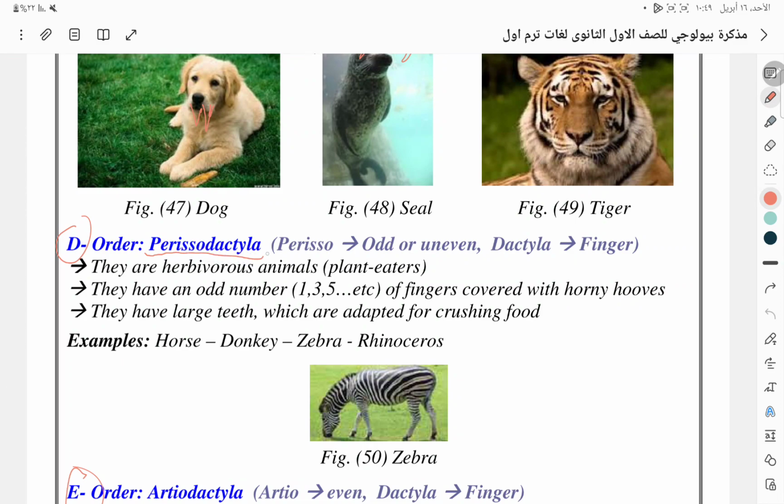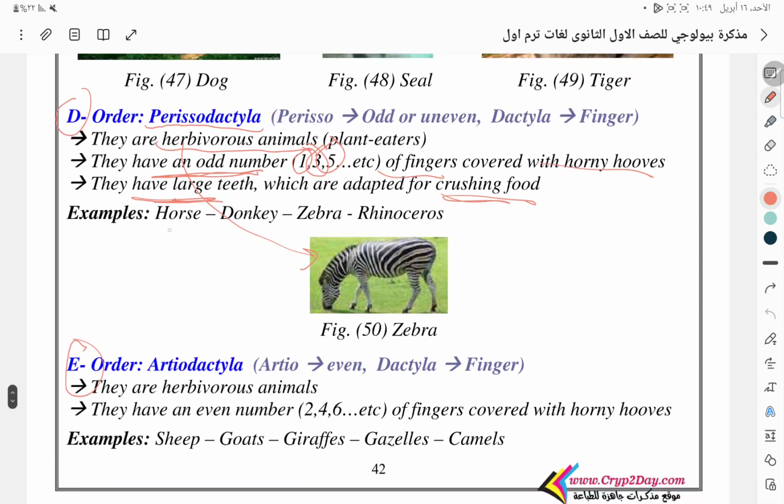Order Perissodactyla. It is a herbivorous animal; herbivorous means eating herbs. They have an odd number of fingers: one, three, five, with horny hoofs. They have large teeth for crushing food. Examples: horse, donkey, zebra, rhinoceros.